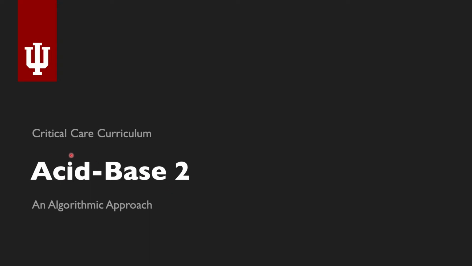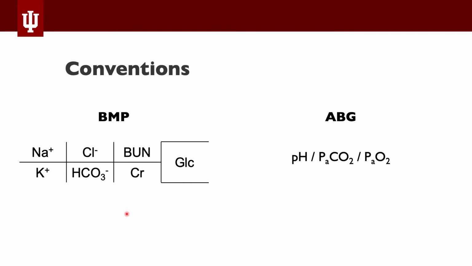In the first part, we went through some fundamentals of acid-base, and in this one, we're going to go through an algorithm for approaching acid-base problems. As a quick aside, the reason that we do this is that critical care patients often have serious acid-base derangements, and really being able to work through this can help you figure out what's going on with your patient. All right, let's get started.